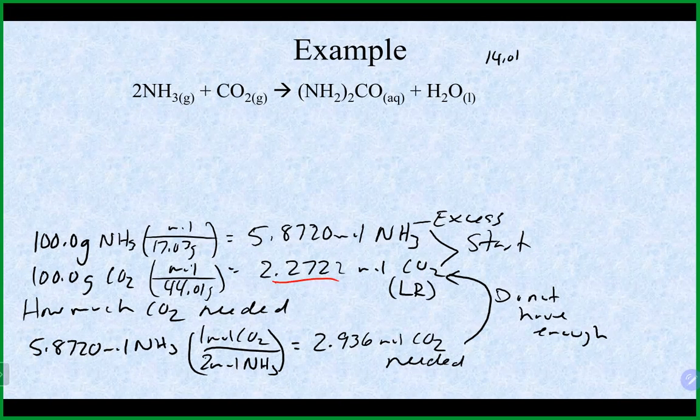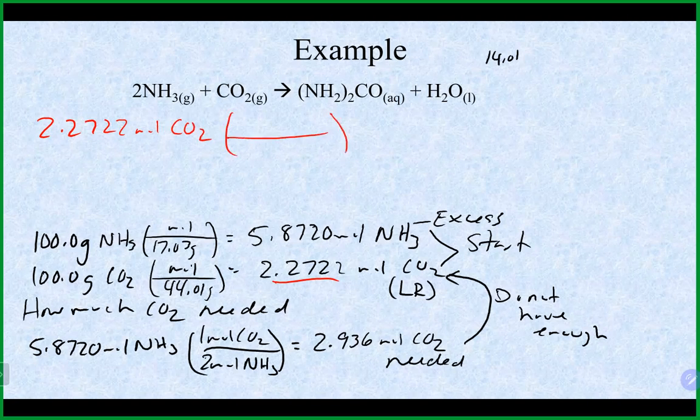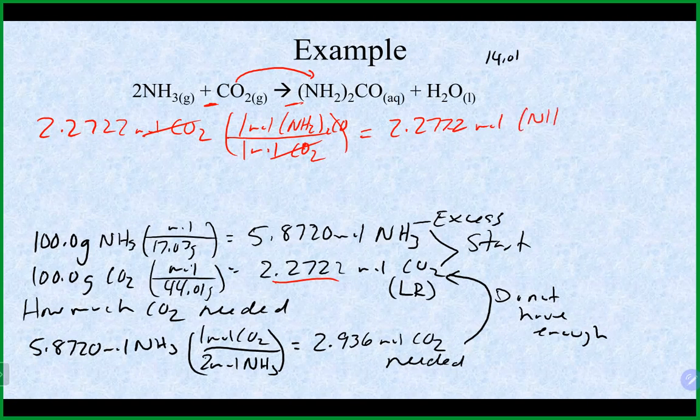So in this particular case here, we're going to take 2.272 moles of our CO2. We're going to do a mole-to-mole relationship between the CO2, our limiting reagent, and our product, which is a 1-to-1 relationship from the coefficients. 1 mole of CO2 gives us 1 mole of our product here. Those units are going to cancel, giving us 2.2722 moles of our product.